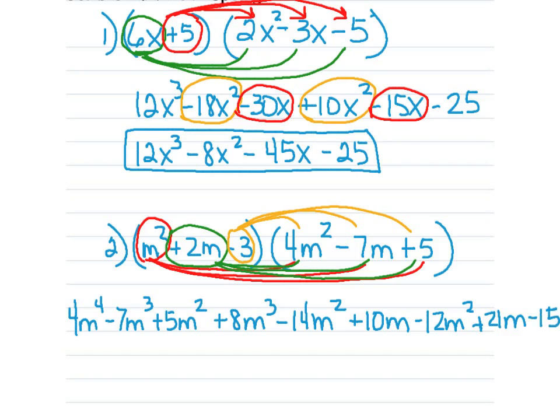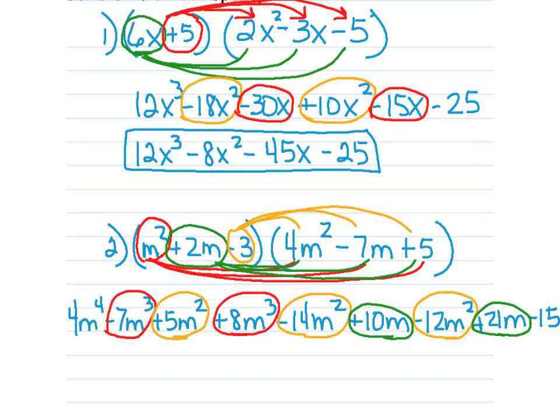And now let's combine like terms. Okay, I have color-coded all of our like terms so that we can make combining easier. 4m to the 4th does not have any like terms, so I'll simply bring that down. Then I will combine negative 7m cubed plus 8m cubed and get positive 1m cubed, or just plain m cubed. Then I have, in orange, positive 5m squared and negative 14m squared. That gives me negative 9m squared, and negative 12m squared would be negative 21m squared.